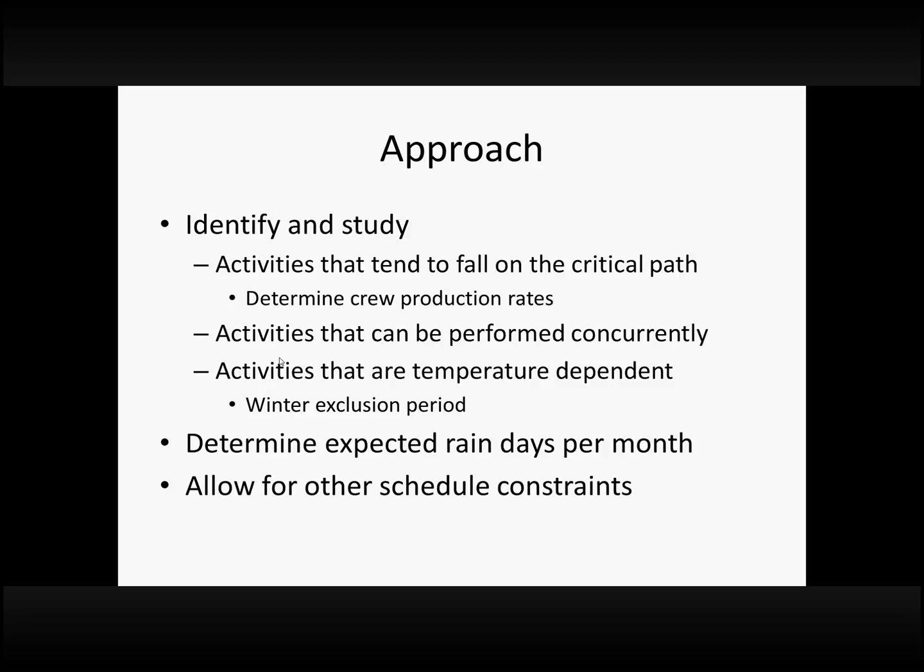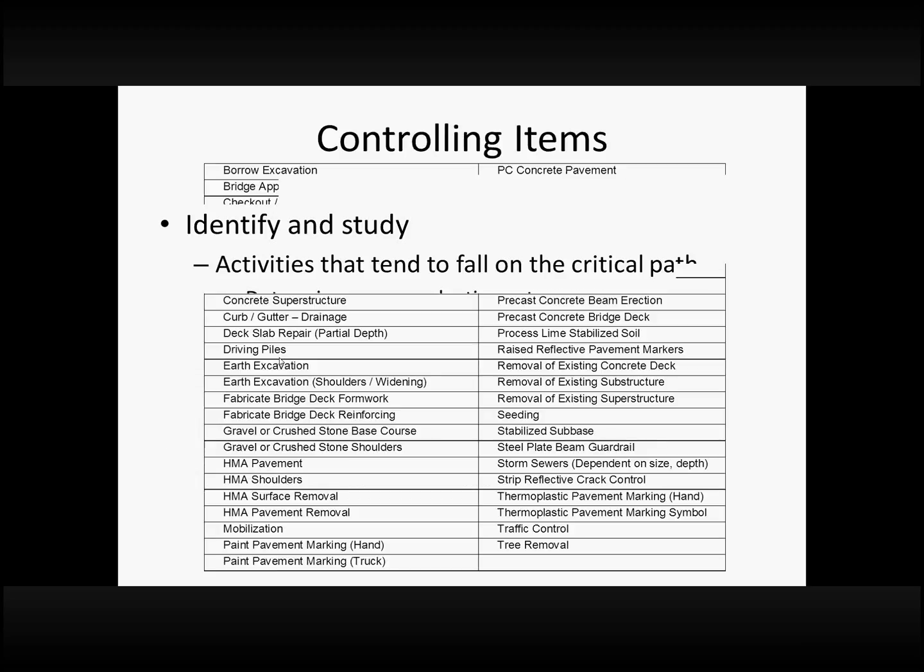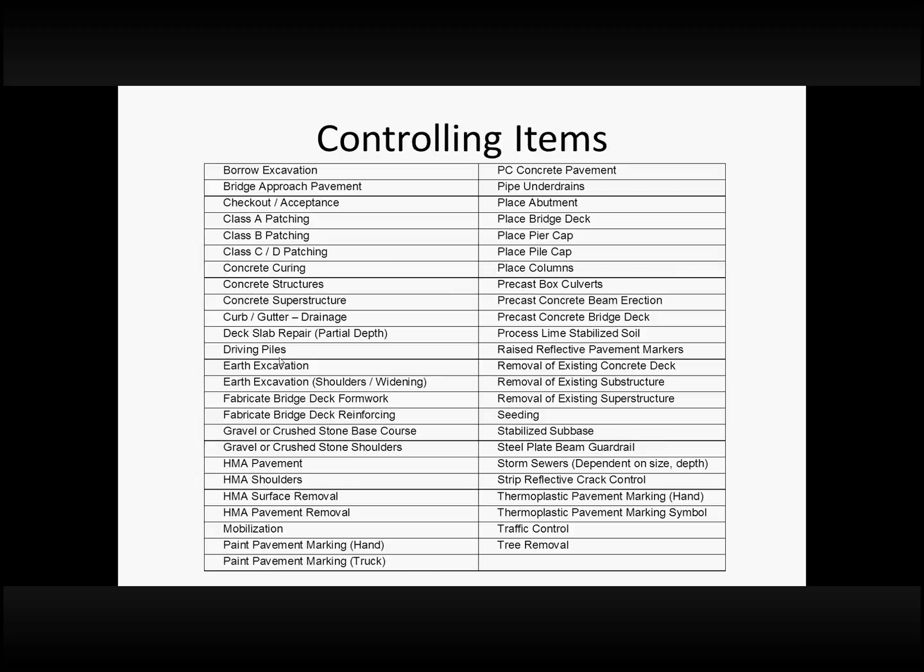And we know there's other things that can affect schedules. They're site specific, so we made a provision that the scheduler could look at specific activities that have other schedule constraints and identify those. So this is just a list of about 40 or 50 things that we thought could be controlling items on an IDOT type project.